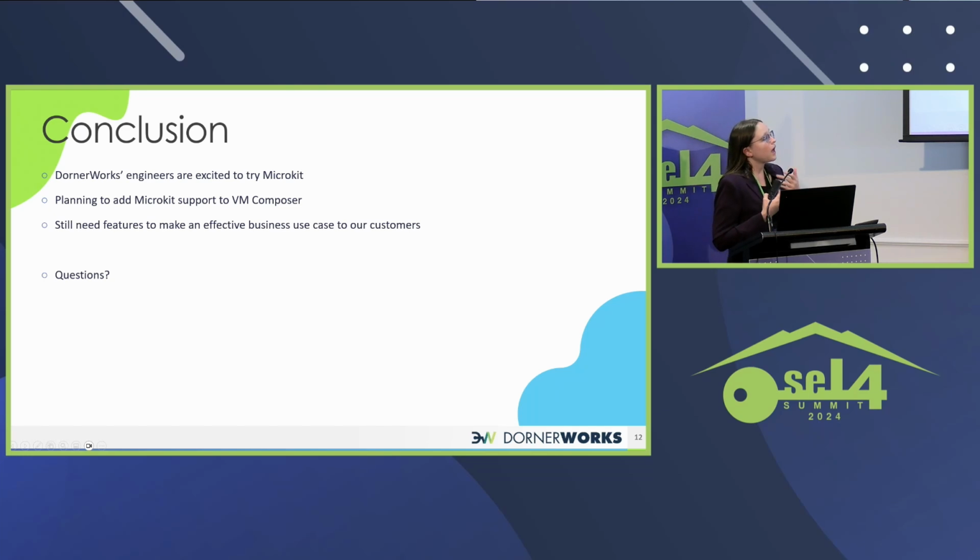So I've talked to other DornerWorks engineers. They're all really excited to try Microkit, see how it's different from CAmkES. We are planning right now to add Microkit support to VM Composer, but there are still some features that are needed to make an effective business use case for our customers. So what are people's questions on this?